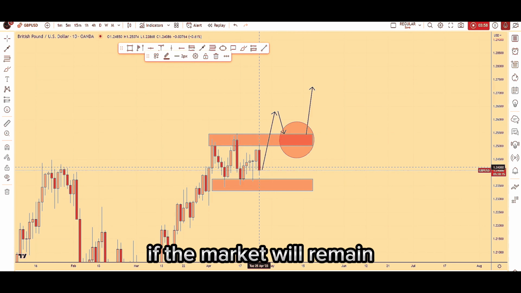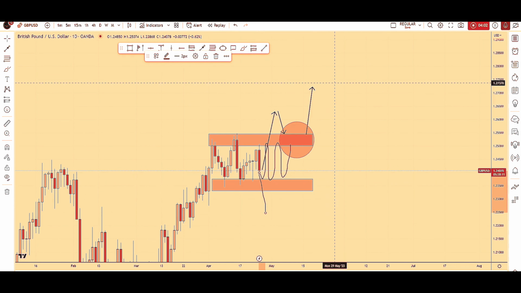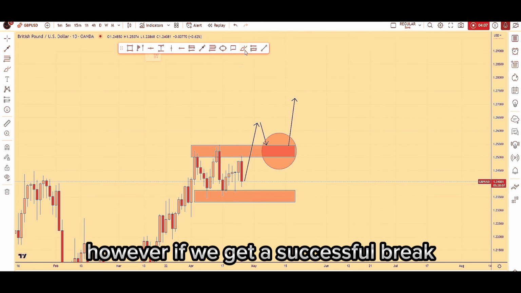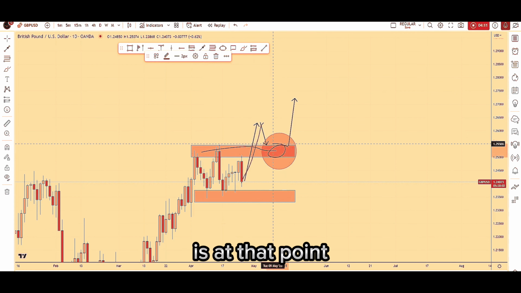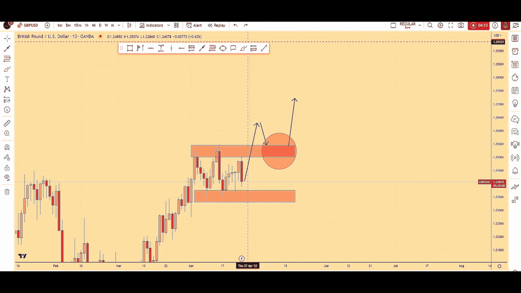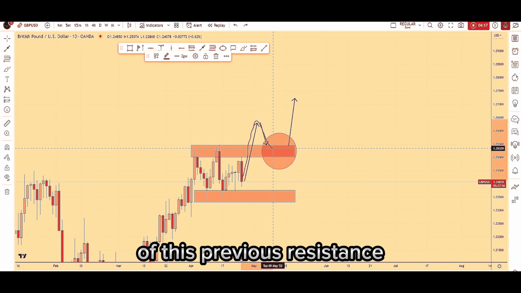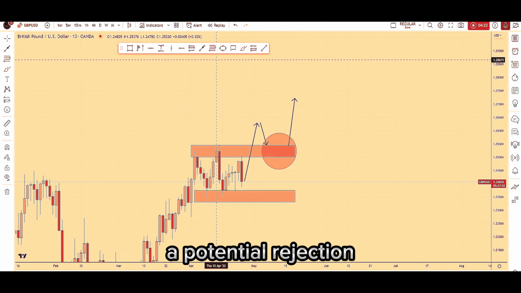So if the market will remain inside of this range, or if we will have a break below this support, we don't have anything interesting. However, if we get a successful break above this high after the break, this previous resistance is at that point turned support here. So if we do get a successful break above this high after a break on the retest of this previous resistance turned support, how we could be approaching a potential rejection to the upside?